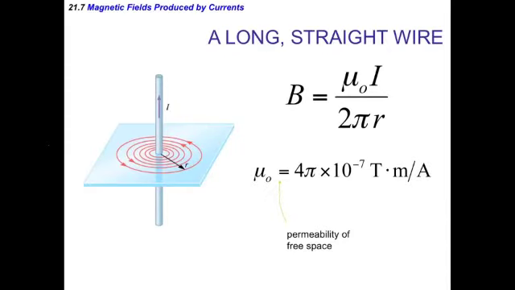A long straight wire will create a magnetic field that has a magnitude of mu sub naught, which is a constant known as the permeability of free space, and you will find this on your AP equation sheet. It's equal to 4 pi times 10 to the negative 7th tesla meter per ampere. The magnetic field then is just mu sub naught times the current in that wire divided by 2 pi r. With the magnitude in mind, the r represents the distance that you are away from the current-carrying wire. So as you move further away from the wire, the magnetic field decreases.